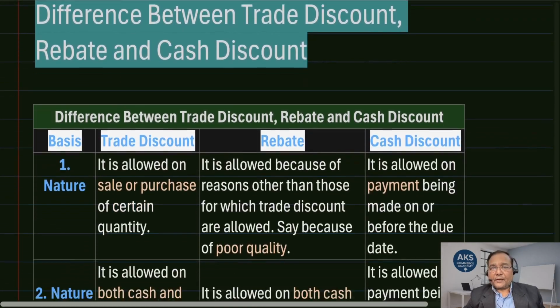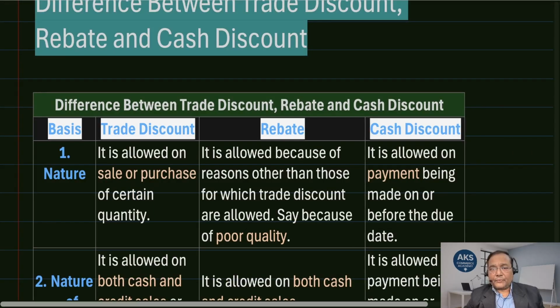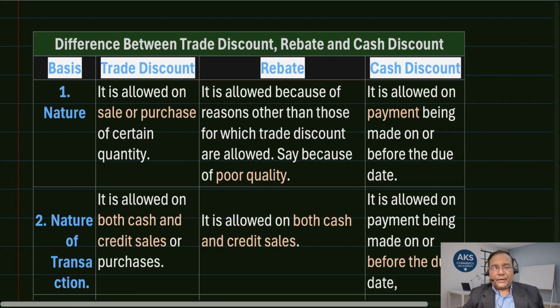Difference between trade discount, rebate, and cash discount, we'll see here in a table. This gives you a brief understanding of this. So nature, what are the differences? Trade discount is allowed on sale or purchases, as we have seen, whereas rebate is allowed for reasons other than those for which trade discount is allowed, say because of poor quality, and cash discount for early payment. So this is understood.